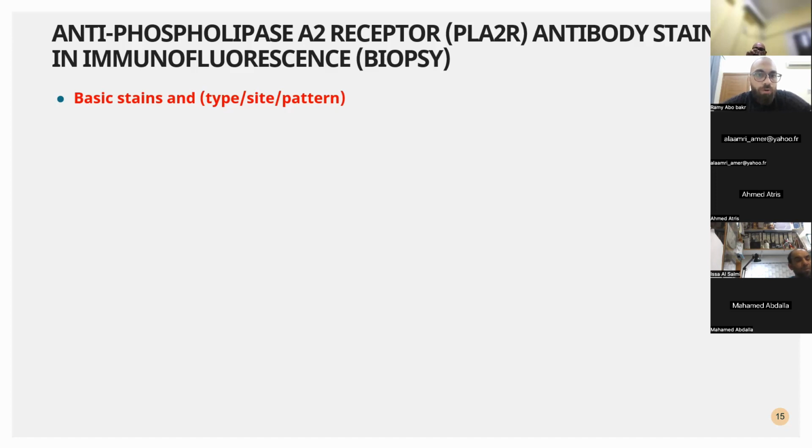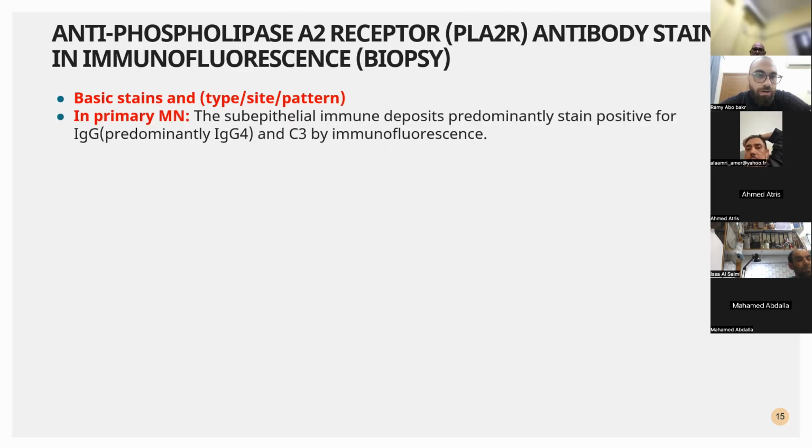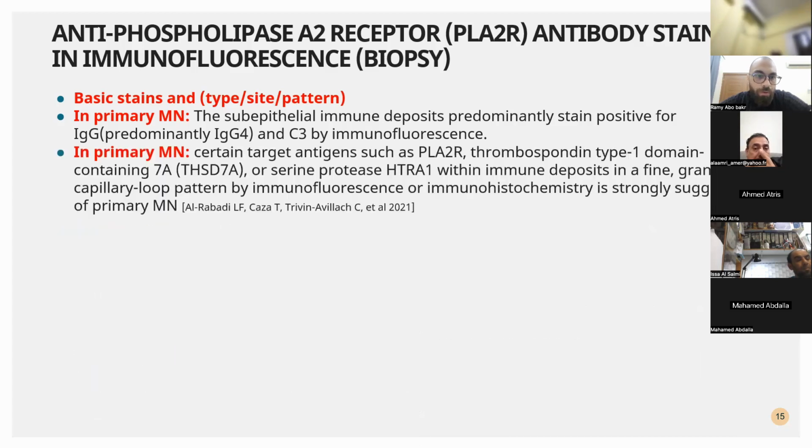And also I want to focus on another point. For diagnosis, you have to stress on the type, site, and pattern of the finding in immunofluorescence. So you can see here in primary membranous, you should have IgG4 as a deposit in your histopathology, and it should be around the capillary loop, and it should also be granular deposits.